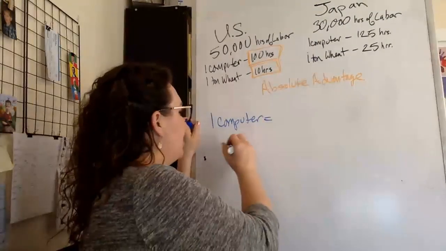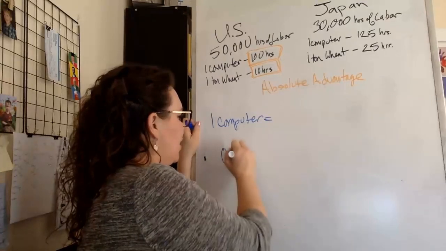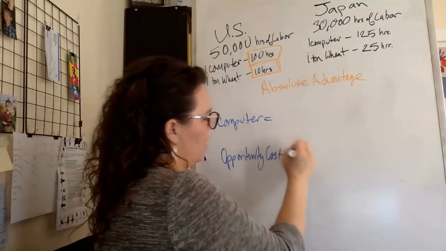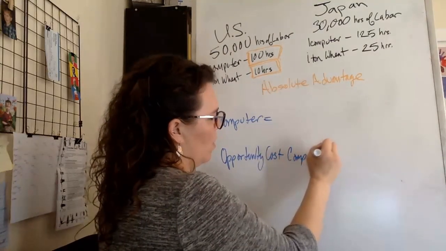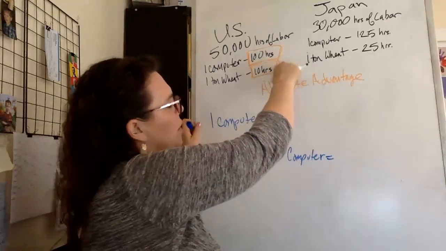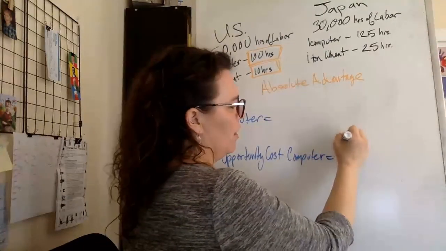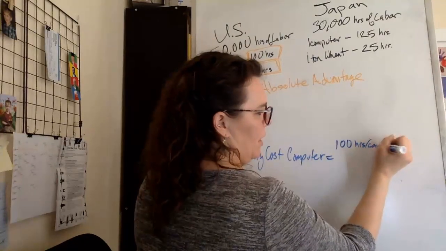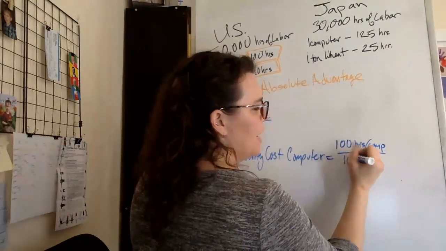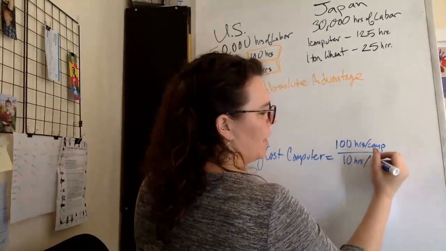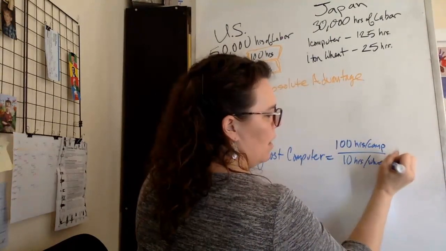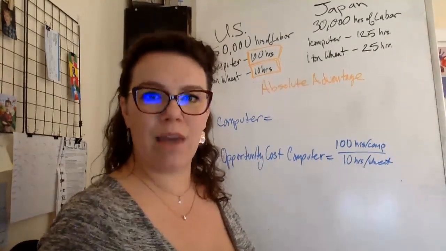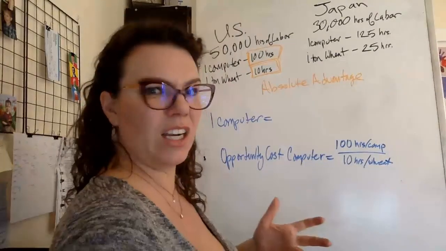So remember, we said if we want to know the opportunity cost of a computer, we want to set it equal to the ratio of the costs. We want to see how many tons of wheat we could make in the 100 hours it takes to make a computer, knowing that it takes 10 hours to make a ton of wheat. And if you like math, then this is going to work really, really well for you if you understand things mathematically. If not, I have another example. We can talk about it a different way.